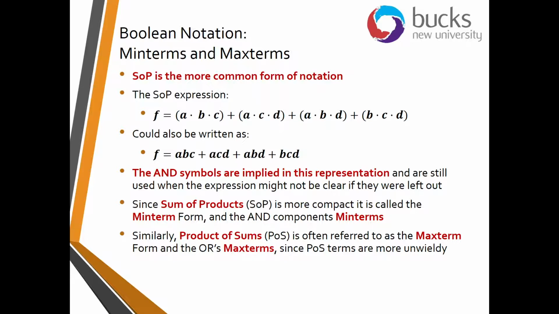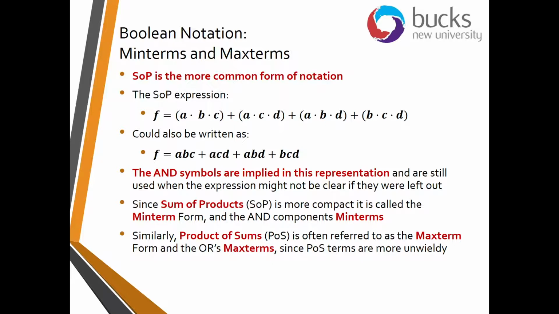So in logical use of algebraic expression like this, we assume, like you would in other algebraic expression where you just simply see it as a multiply. When you're using logic functions, then we assume that it's an and if two letters are together. So the and symbols are implied in this representation and are still used when the expression might not be clear if they are left out. Since sum of products is more compact, it is called the minimum term form, or min term form, and the and components are min terms.